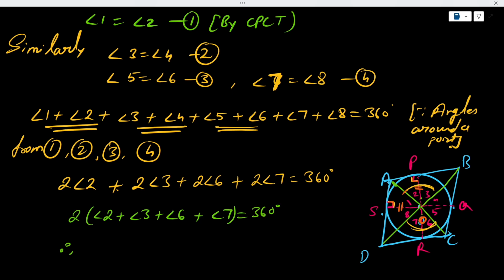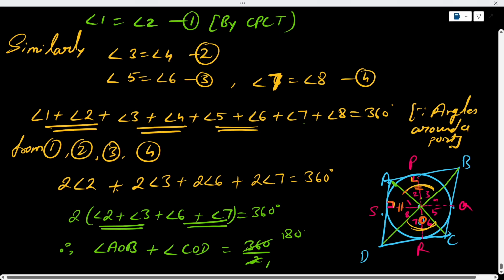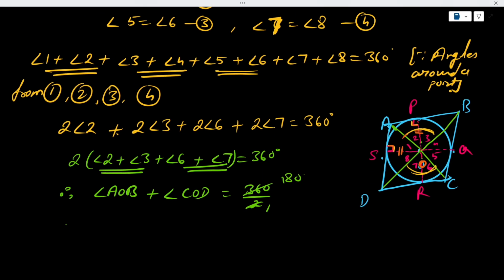So therefore, angle 2 plus 3 is nothing but angle AOB, right? And angle 6 plus 7 is nothing but angle COD, which is equal to 360 by 2, which is 180 degrees. So you reach your result, right? So therefore, angle AOB plus angle COD is equal to 180 degrees.